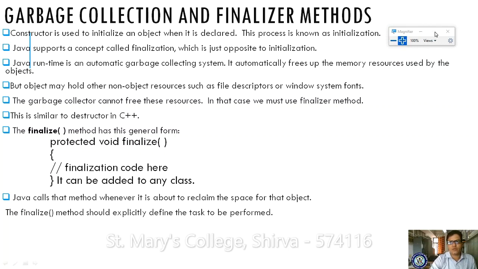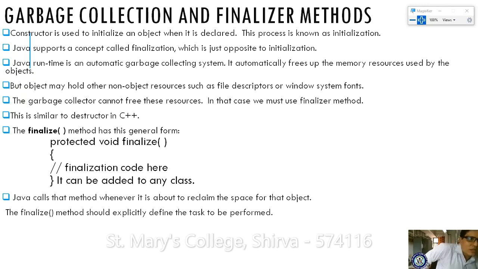The next concept is also a very important concept. This concept is called garbage collection and the finalizer method. A constructor, as we know, is used for initialization of an object whenever it is created. This process is called initialization. Now we are going to learn the concept of finalization. Finalization is exactly the opposite of initialization.